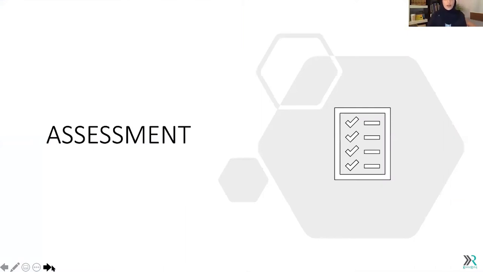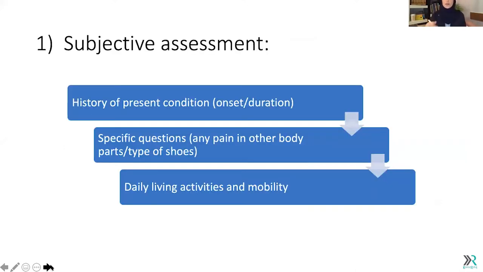Now, a thorough assessment must be undertaken, starting with subjective assessment. So the history of the present condition is very important to gather information about the onset and the duration of the condition. And we should also ask specific questions to check if there is pain in other body parts, because usually any injury in the foot or ankle might biomechanically affect other body parts, such as the back and knee.